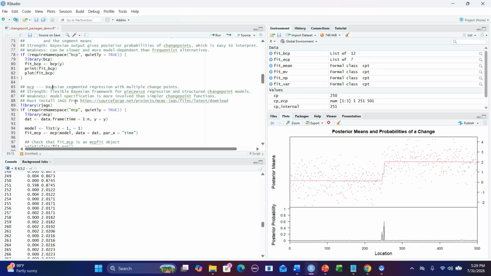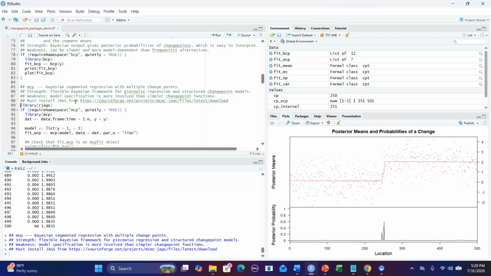All right, let's go to MCP, which is Bayesian segmented regression with multiple change points. Its strength is a flexible Bayesian framework for piecewise regression and structural change point models. Its weakness is that the model specification is more involved than simpler change point functions. This is not really for time series, but more for regression models with breakpoints. But we can use it for time series. Let's see how well it works.